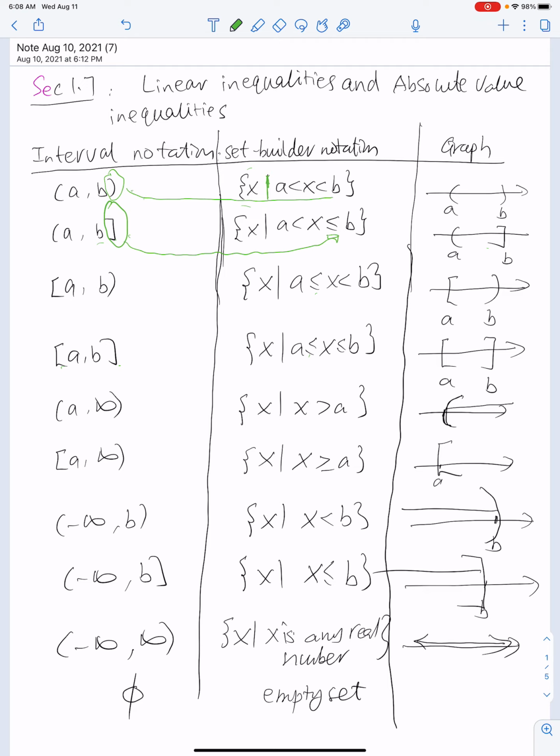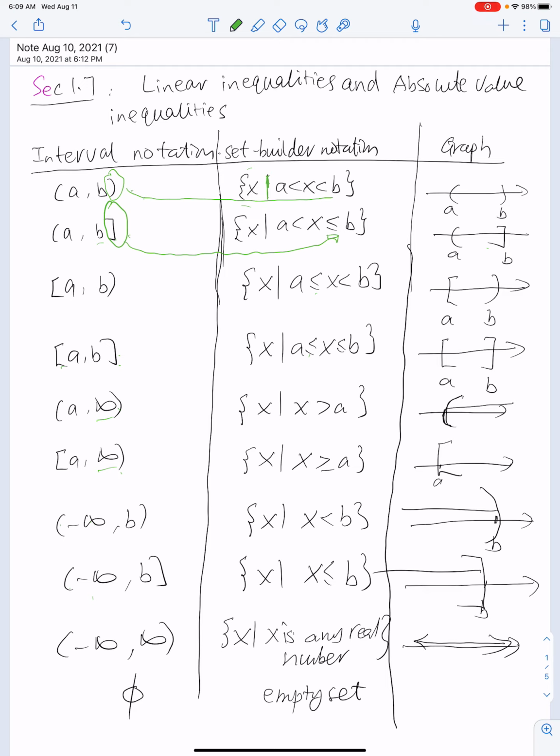And what will this thing mean? It's like an 8 lying down. What does it mean? Infinity. Infinity means goes forever. And infinity and negative infinity are symbols. They are not numbers, so be careful. For infinity and negative infinity, you never have a bracket. It's always parentheses, because it's a symbol. It's not a number. With me?